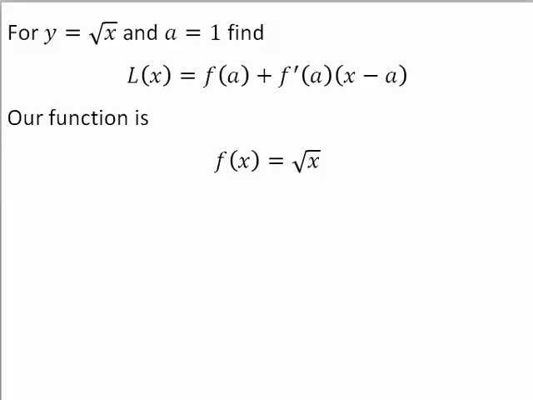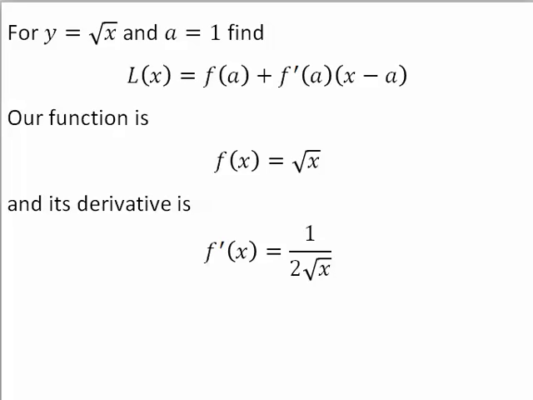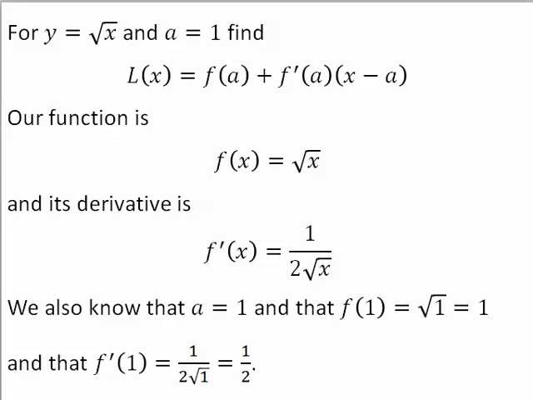Our function is f of x equals square root of x. And recall that can be written as x to the 1/2 power. Take the derivative, the 1/2 comes down, and then you have x to the negative 1/2. And when the dust settles, you get that derivative. Okay, a is equal to 1, f of 1 is equal to 1, and f prime of 1 is equal to 1/2.